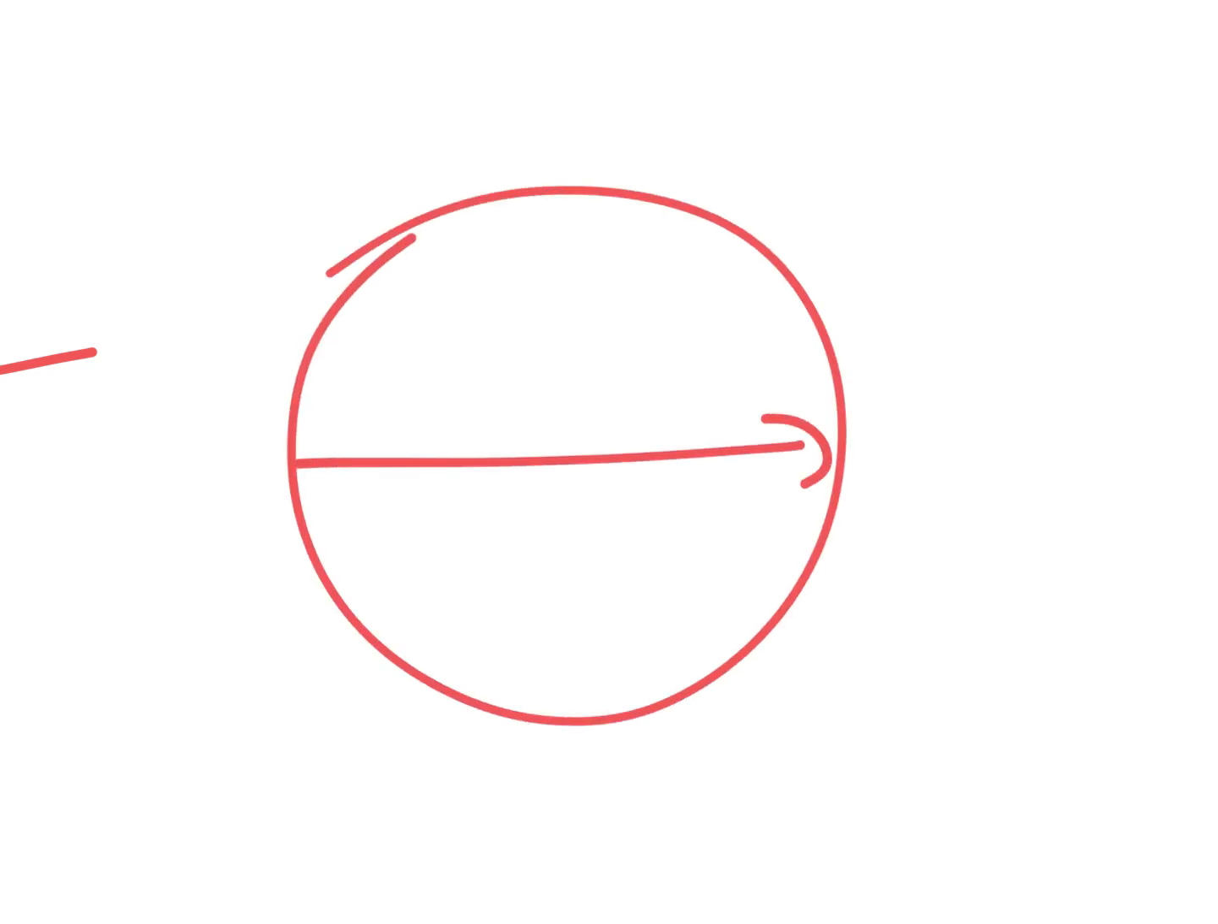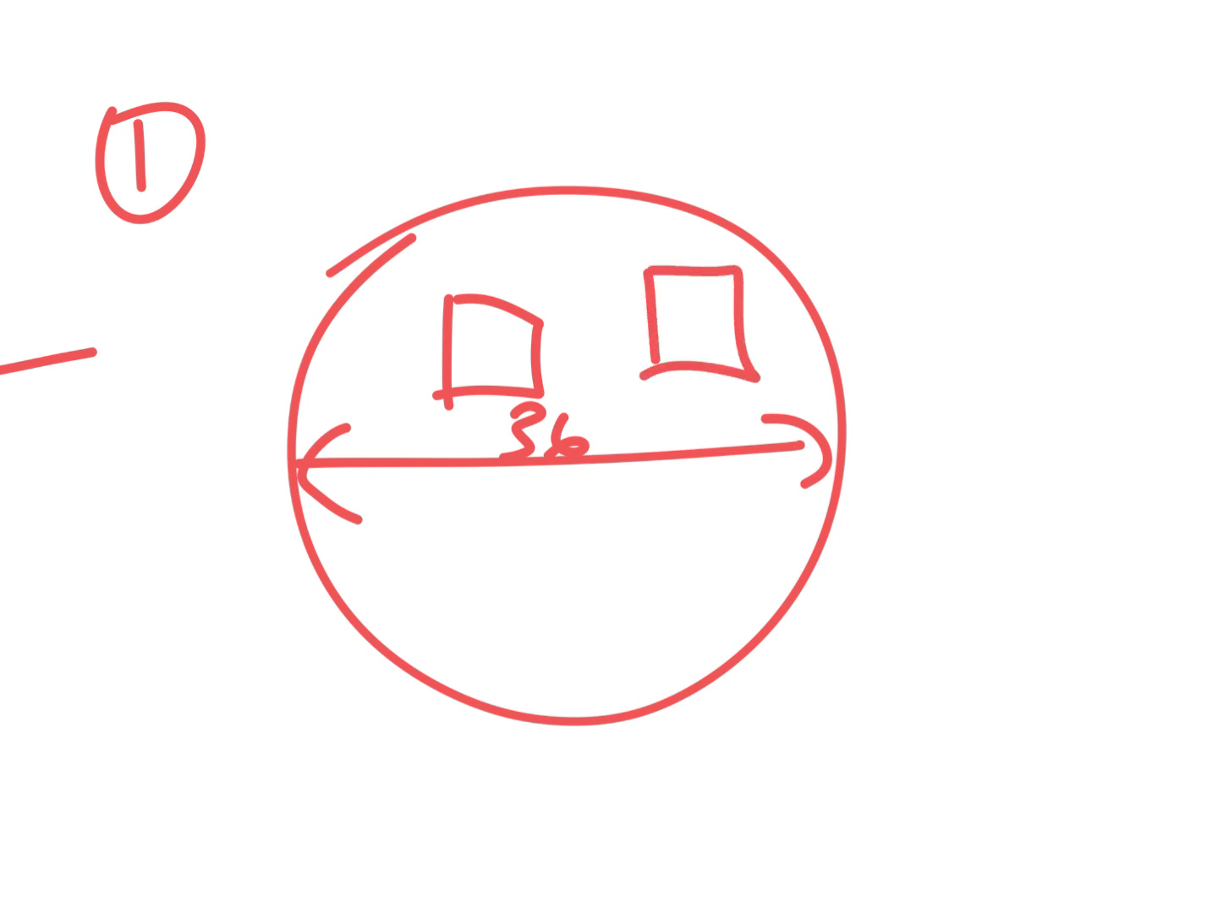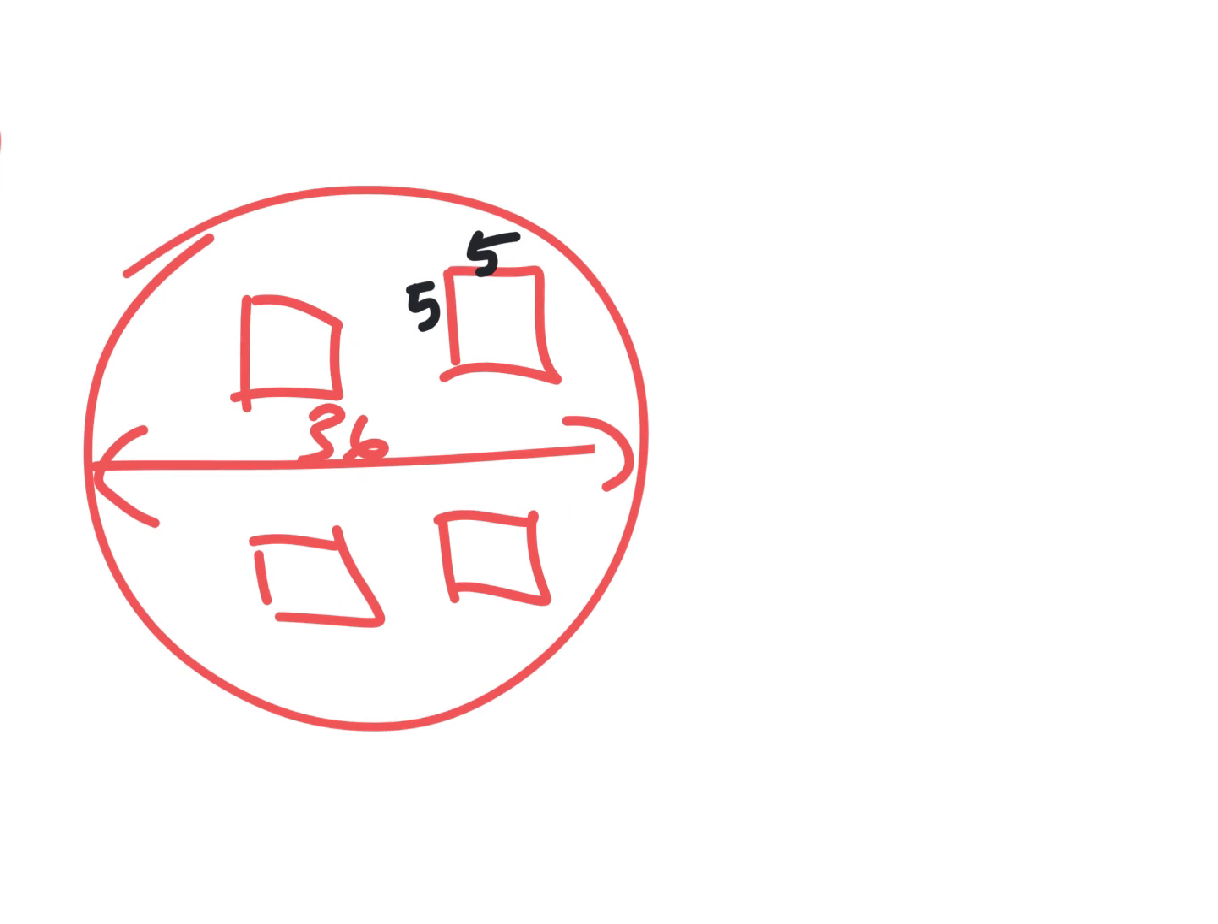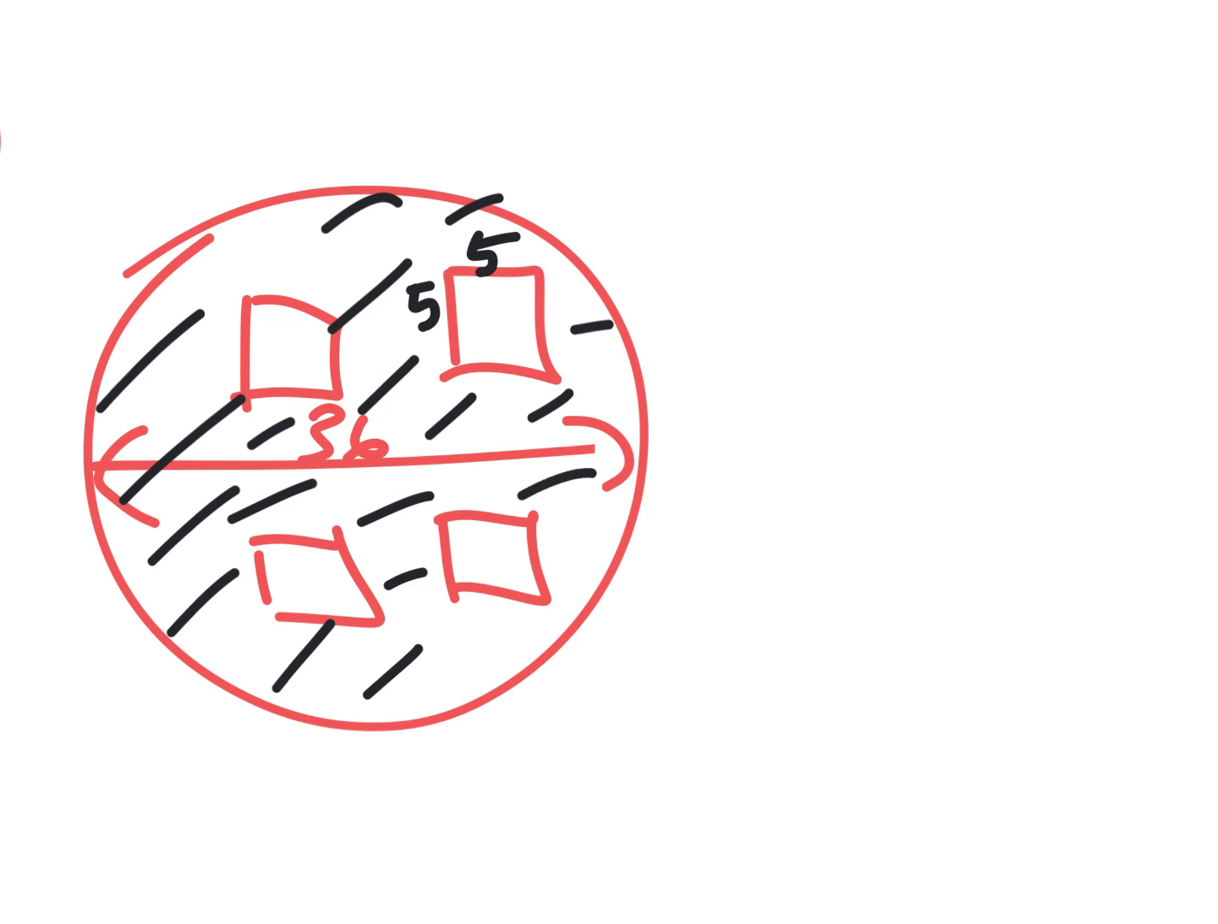It's got a big circle, which is 36 inches across. And it's got a bunch of squares in it, 4 squares that are all the same, and they're 5 by 5. Now I have to figure out what I want and what's possible. What I want is this shaded region that's in the circle, but not in a square.